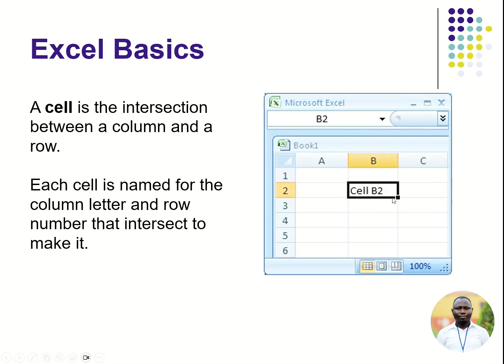Where did it get its name from? The letter which is above the column, and then the number which is on the left of the row. That's why we call this cell C2. It is C2. Of course, it is a cell, but it is called C2. That is the cell name. Okay.